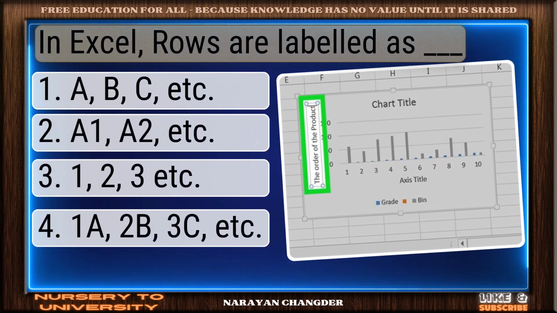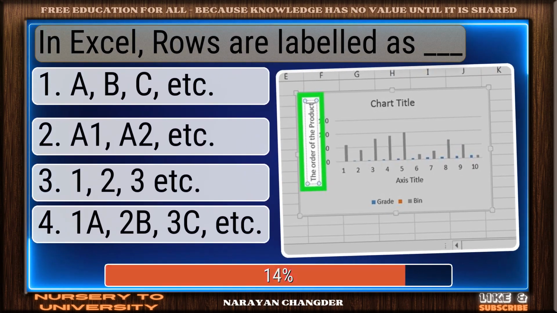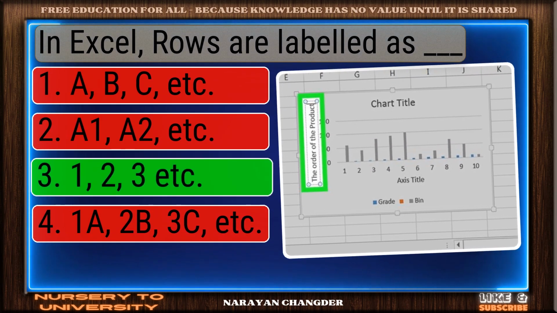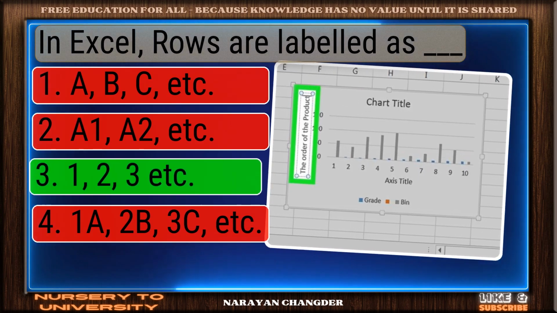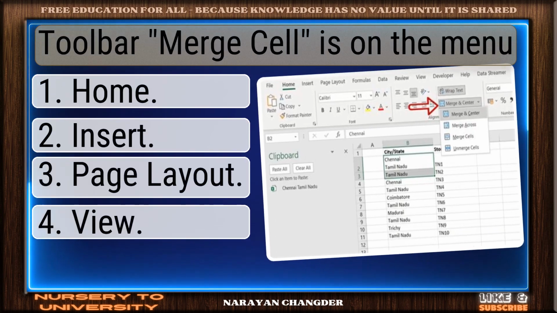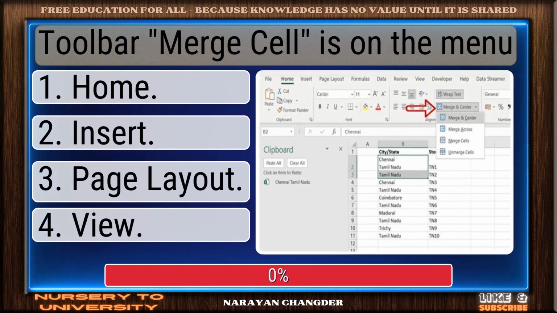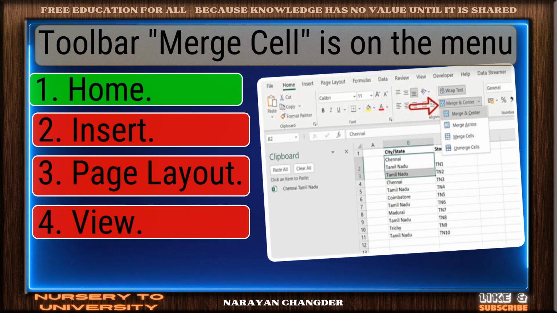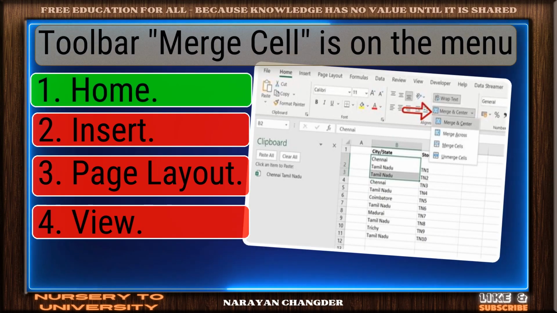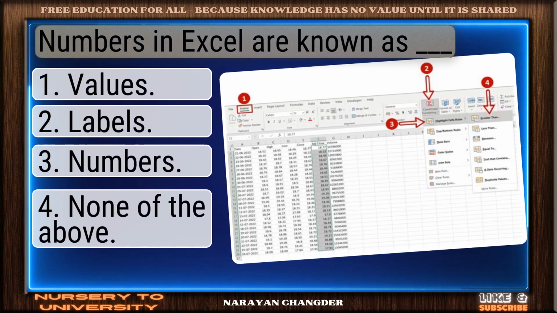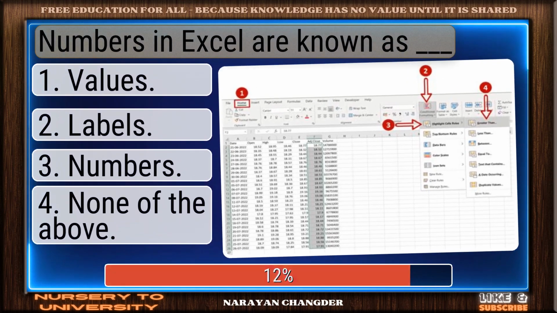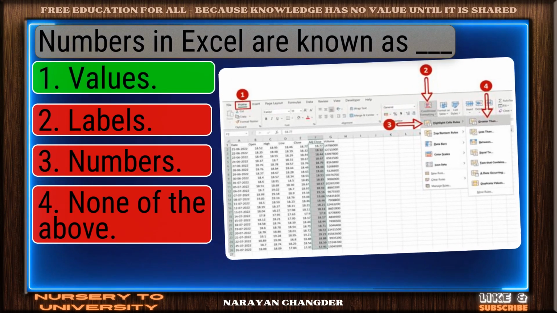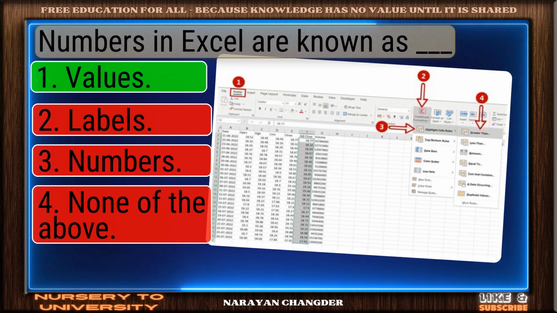In Excel, rows are labeled as dash. Solid response. 1, 2, 3 is a valid choice. Toolbar merge cell is on the menu. Correct response. Home is the most accurate answer. Numbers in Excel are known as dash. Good thinking. Values is the right answer.